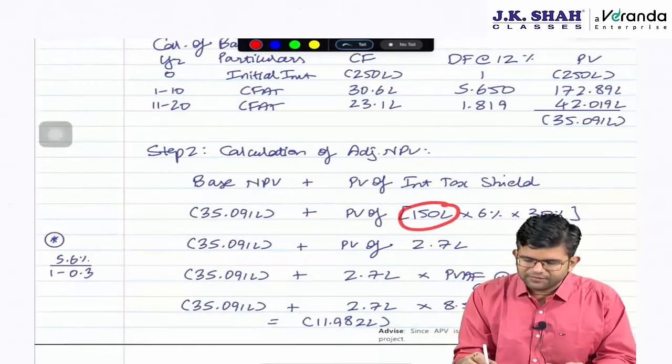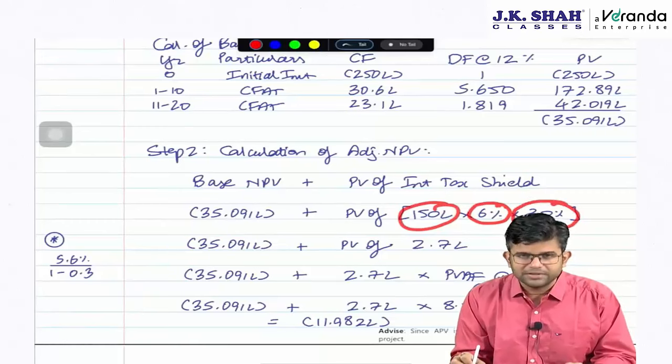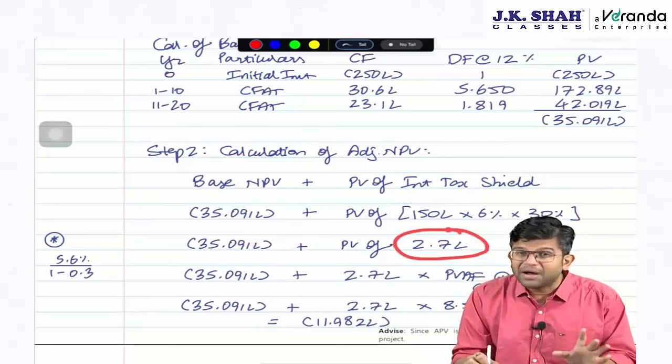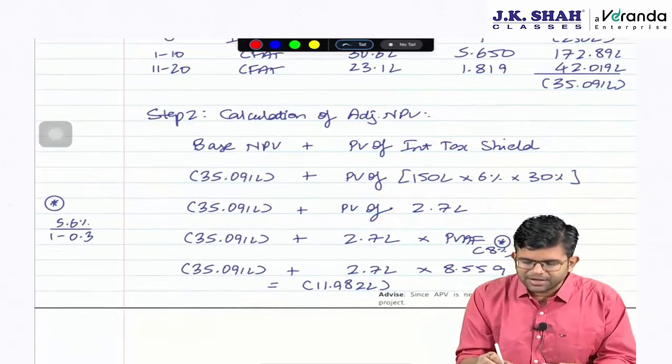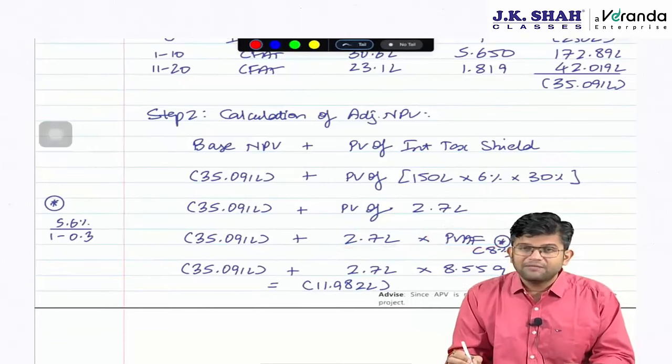So can I say 150 lakh debt into interest rate, this is the interest, into 30%. This is the tax saved per annum. I want to calculate present value. So can I say I will then multiply the 2.7 lakh by the annuity factor for 15 years. And which rate to take?